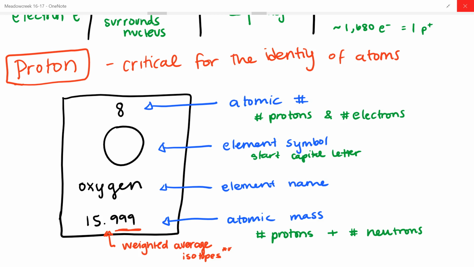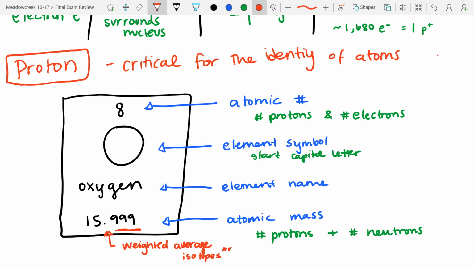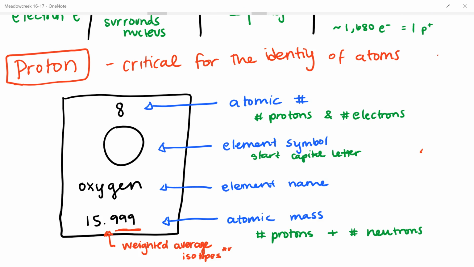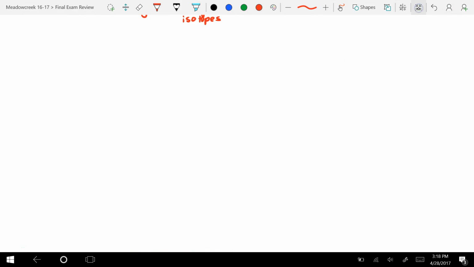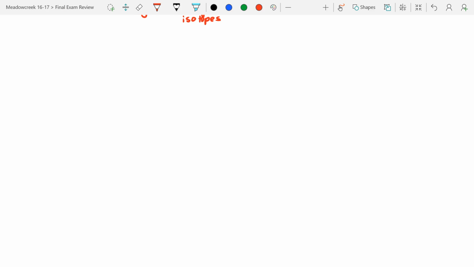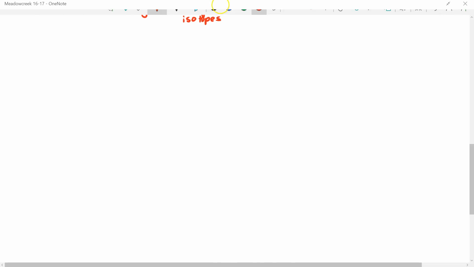Okay, so we're kind of done with protons. Protons are kind of simple because they don't change. So what we are going to do is move on to our next spot about electrons. Okay, so electrons. Let's get into those.